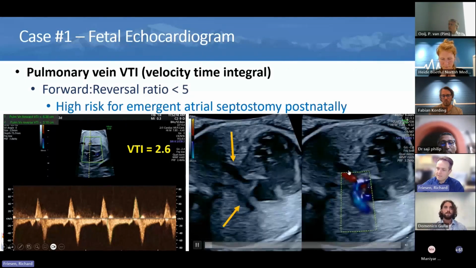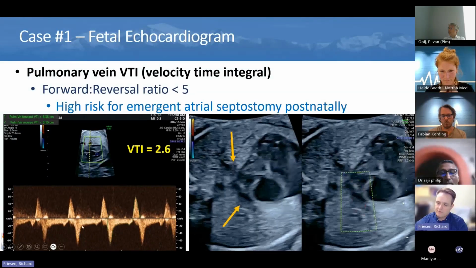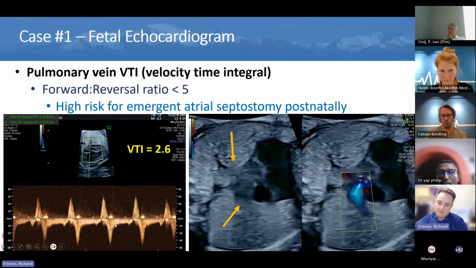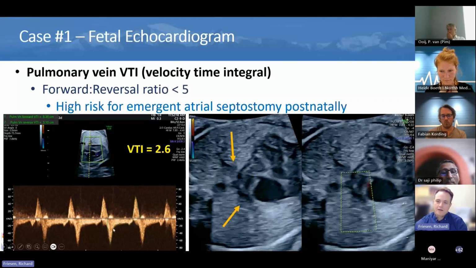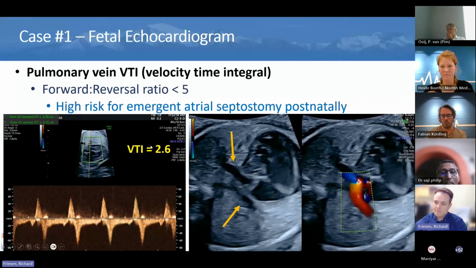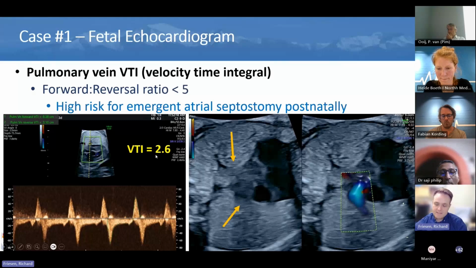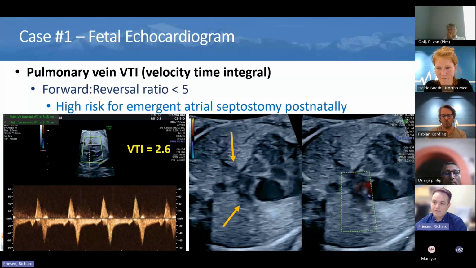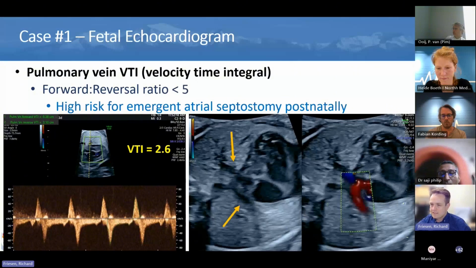So a Doppler in this pulmonary vein looked at the forward flow back towards the left atrium and the backward flow, and then doing a velocity time integral, which is essentially the area under the curve, and the ratio of the forward flow, which was about 8.4, to the reverse flow of about 3.1 centimeters, we get a velocity time integral ratio of 2.6. Again, anything less than 5 is highly suggestive of requiring an emergency atrial septostomy postnatally. So this patient fell into that category.